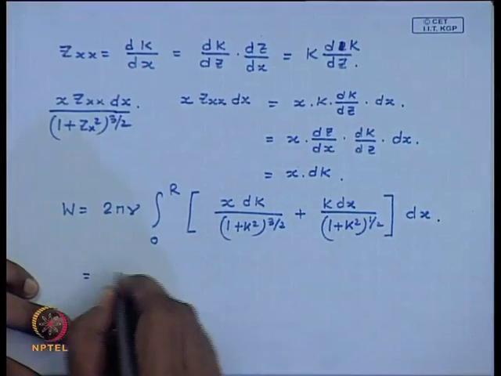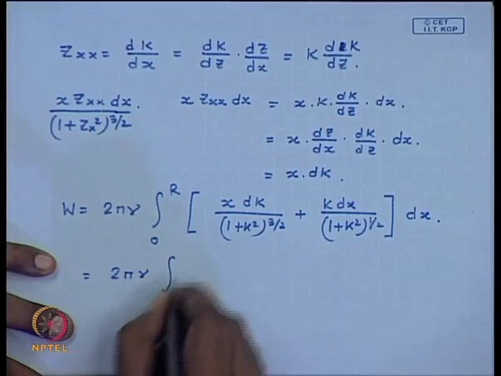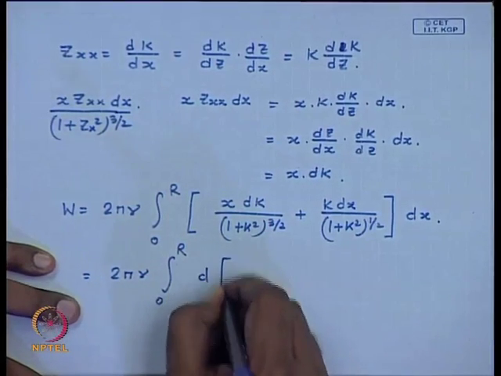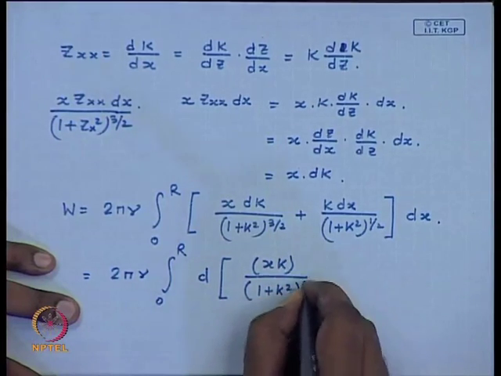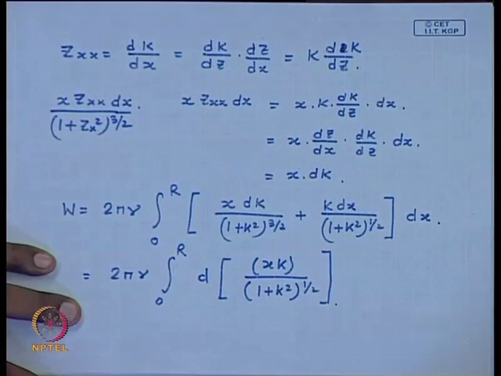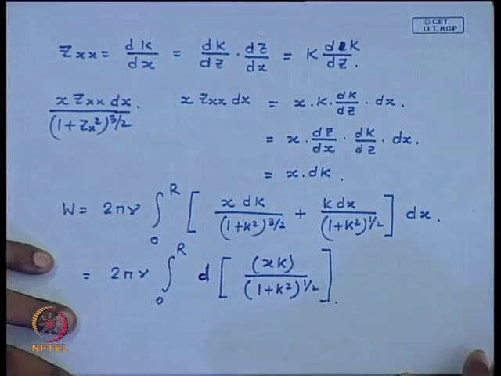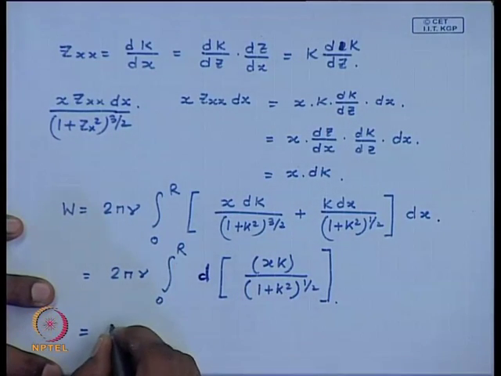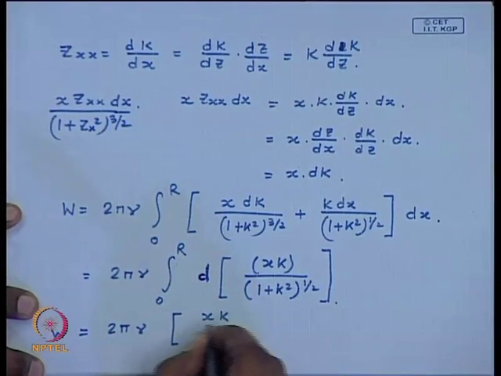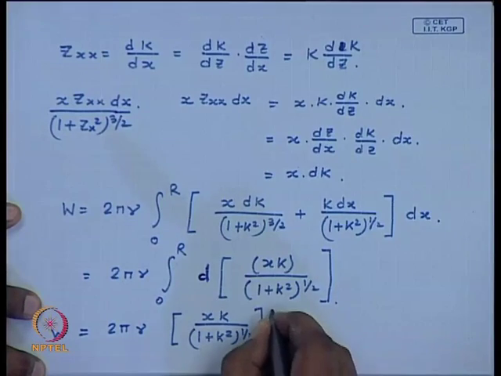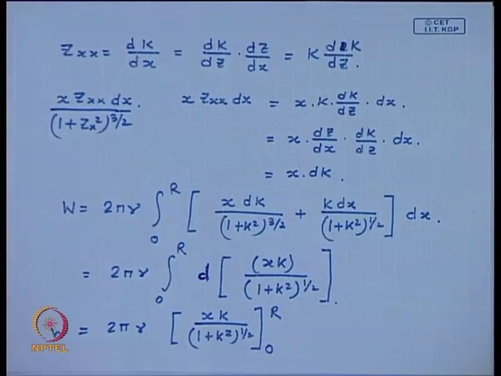And if you look carefully, this entire term you can now write as, it is just a little bit of not even manipulation, you just compact the two terms. So, you can write it as a differential of this particular thing. So, if you now perform the integral, your w turns out to be 2 pi gamma into this whole thing between 0 to r, which is pretty neat.